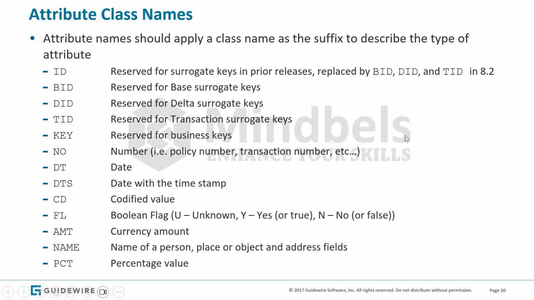This is the nomenclature which they follow. Nomenclature is very important in this Guidewire Data Hub. One question: for example, if it's a policy number, what would be the name that you would suggest? Policy underscore NO, instead of policy number. Transaction number will be transaction underscore NO. Confirmed date would be confirmed underscore DT. Understood, makes sense.